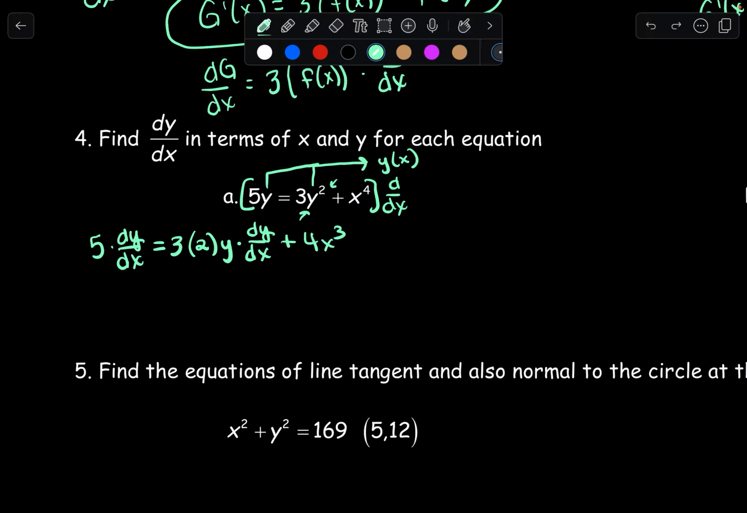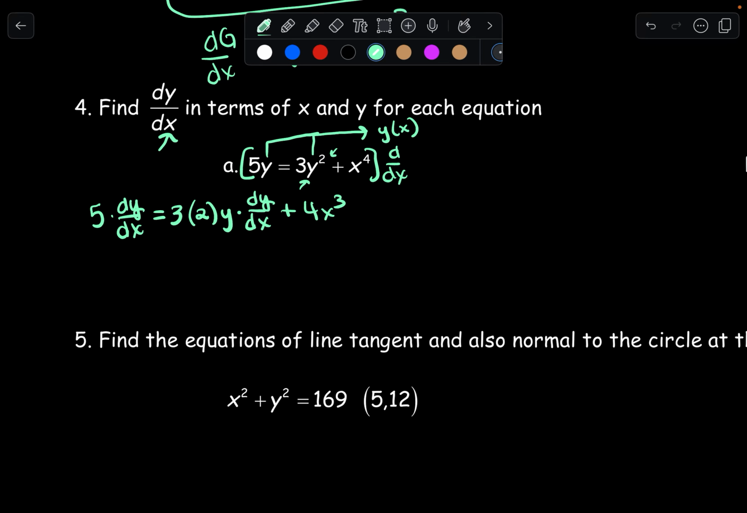Now, if we were differentiating with respect to y, then the roles would switch. We would not see dy dx here. Instead, we would see dx dy over here. Okay, so it depends on what variable you are differentiating with respect to, but I know it's x because of the instructions, okay? All right, so now that we have differentiated, we now need to clean it up and we have to find a way to isolate dy dx. So we have 5 dy dx is equal to, we have 6y dy dx plus 4x cubed.